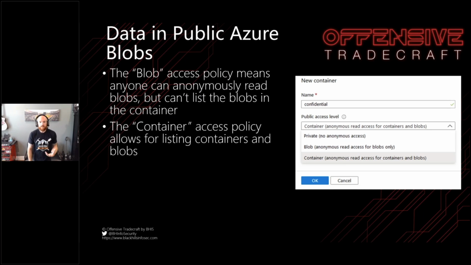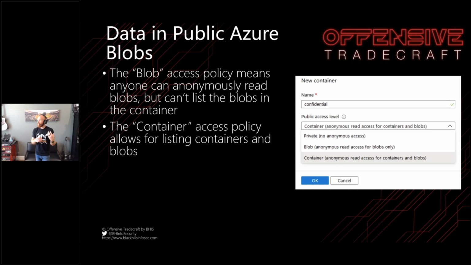The blob access policy essentially means that anybody, so if you look on the right here, whenever you create a container, you have the name, obviously, but then your public access level you can choose from. If you look at the different roles here, you have private, obviously, which means there's no public access that gets set. You have blob, which means anyone can read the blobs, but can't list the blobs within the container. That makes sense.